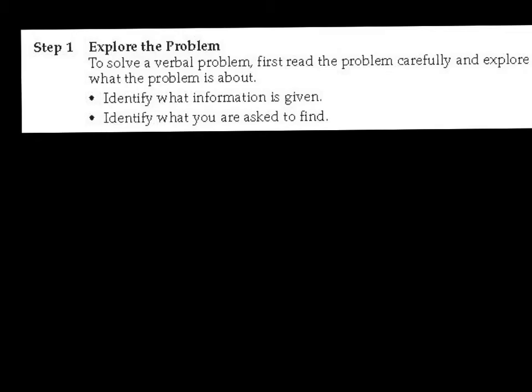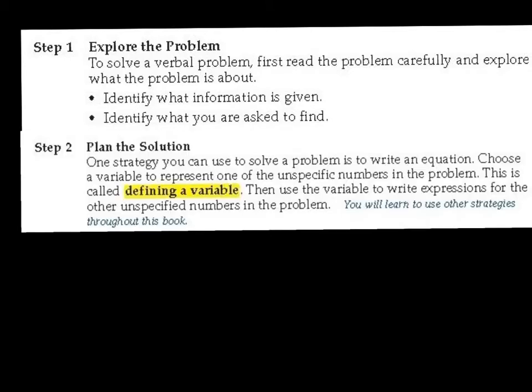So again, step 1, we explored the problem. To solve a verbal problem, first read the problem carefully and explore what the problem is about. Identify what information is given. Identify what you are asked to find. Plan the solution. One strategy you can use to solve a problem is to write an equation. Choose a variable to represent one of the unspecific numbers in the problem. This is called defining a variable. Then use the variable to write expressions for the other unspecified numbers in the problem.